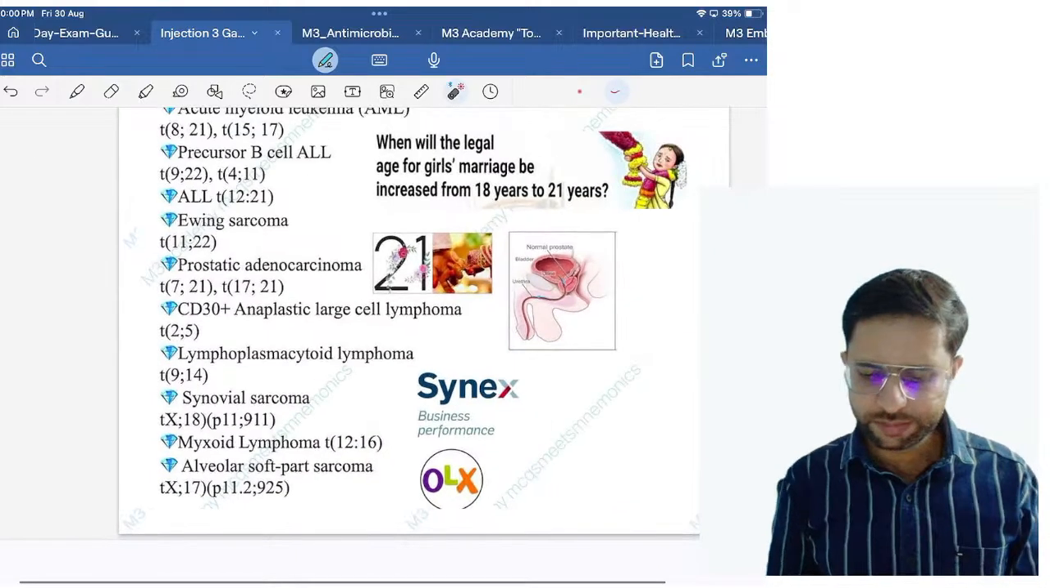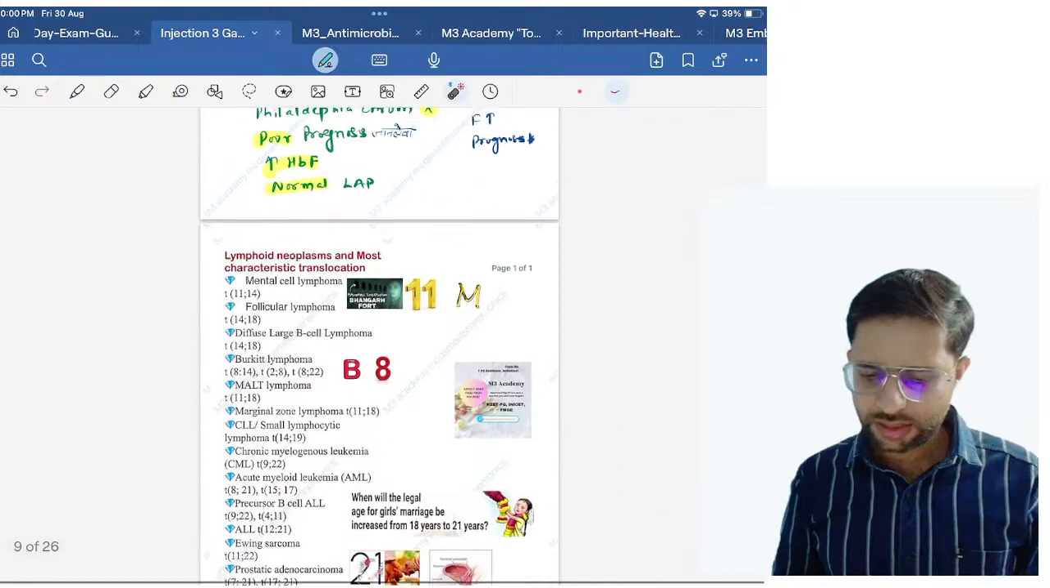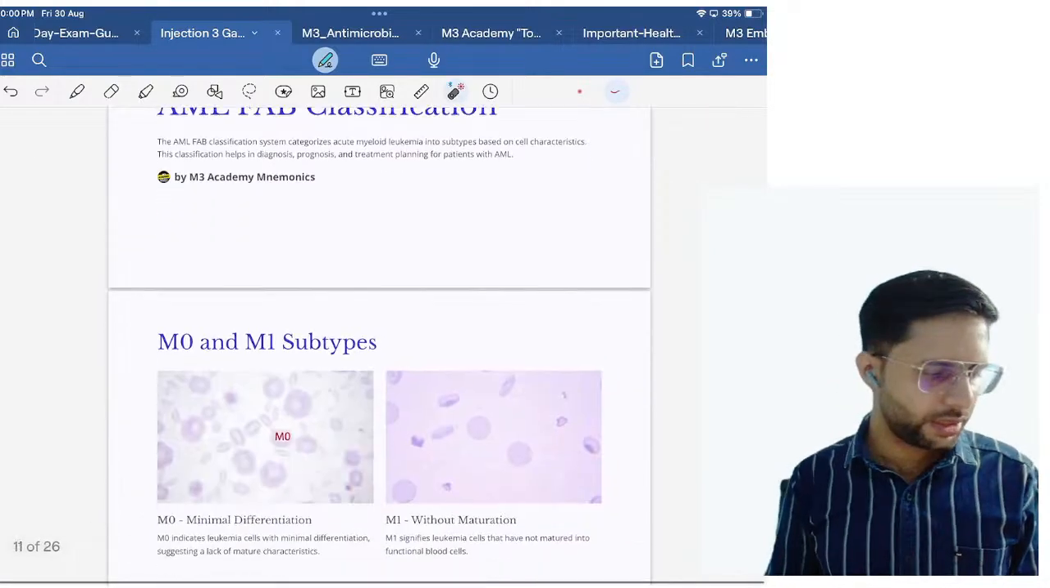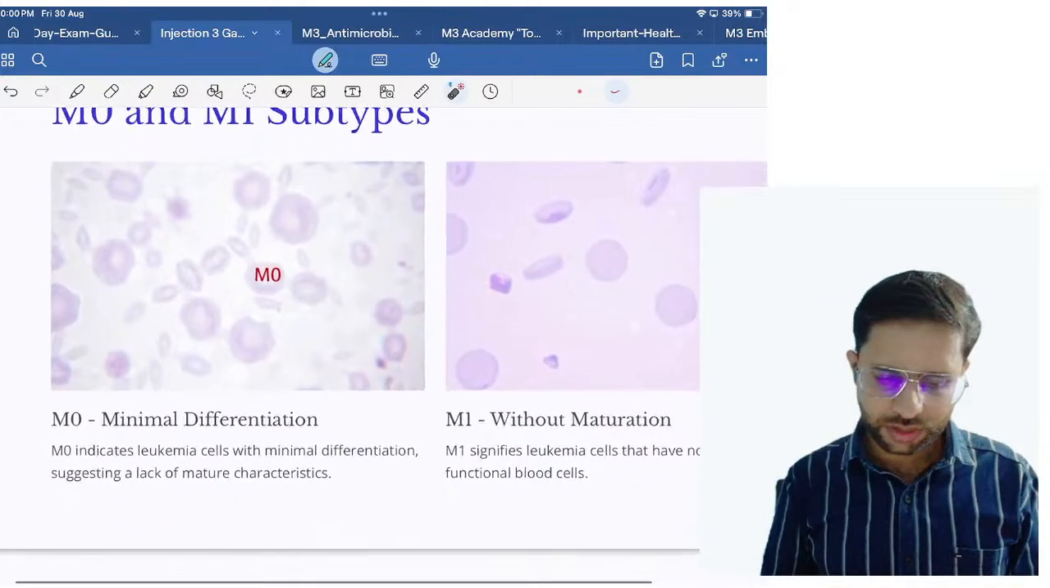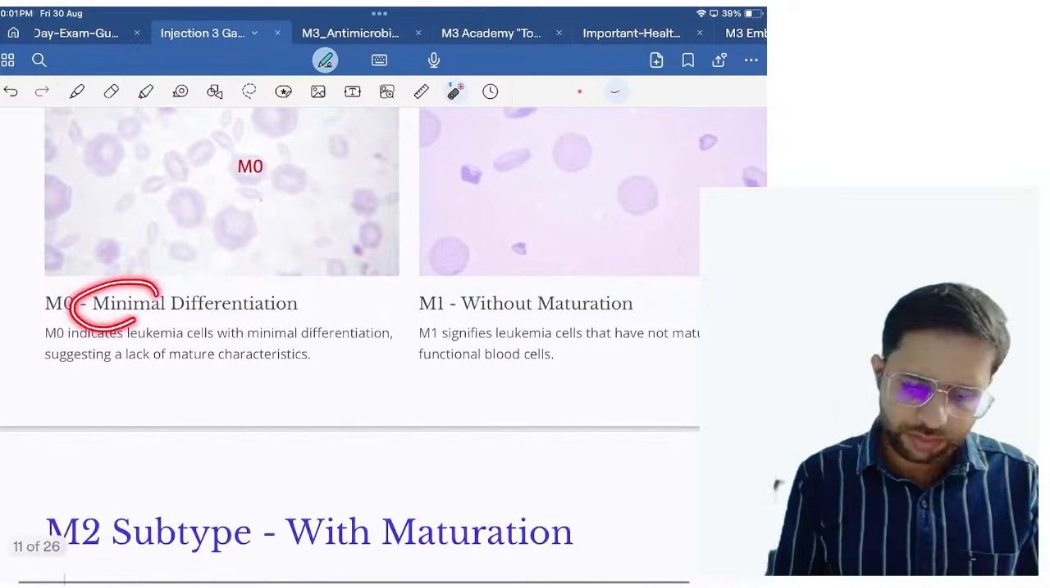Yes, so this is all about the common translocations. Yes, shall we proceed to the next? Now AML classification. So next let's see M0. So 0 means minimum. So minimal differentiation.